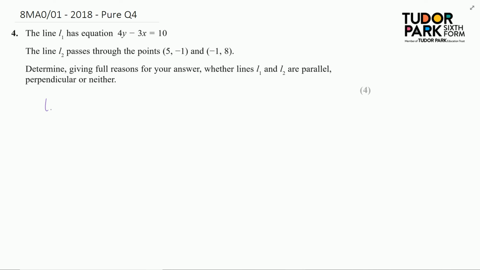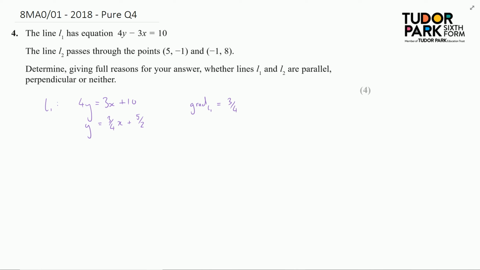So for L1 I can also write that as 4y is equal to 3x plus 10, or y is equal to 3/4 of x plus 10 over 4, or I suppose we could write this down as 5 over 2, but that's immaterial to this question. What information can I gather from that? I can gather that the gradient of line L1 is 3/4.